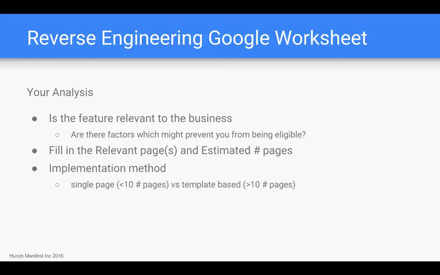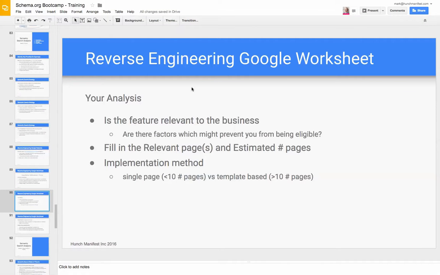Fill in the relevant pages, an estimated number of pages, and then come up with the implementation method. So is this a single page type of implementation where you're hand coding the markup, or are we doing a template-based type of implementation? Let's have a look at the worksheet.